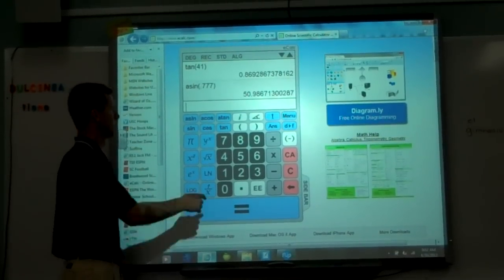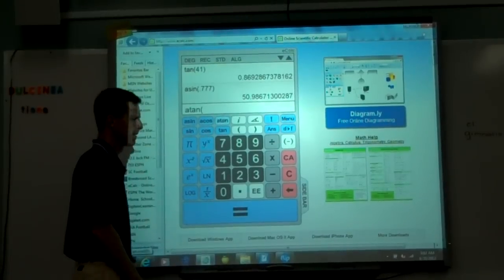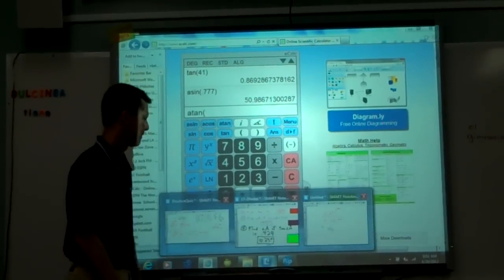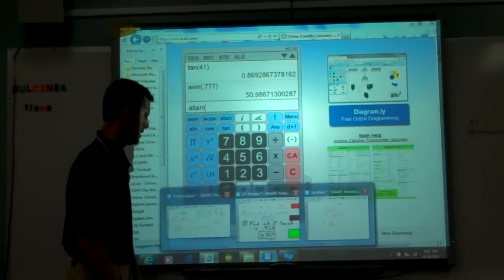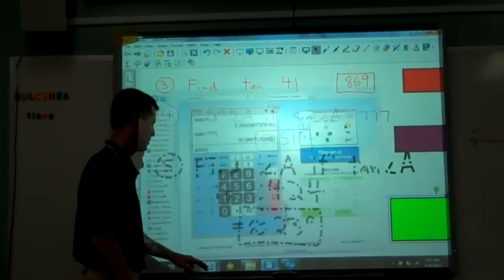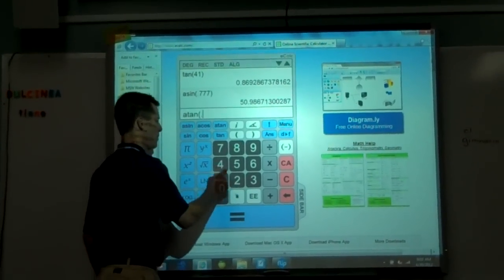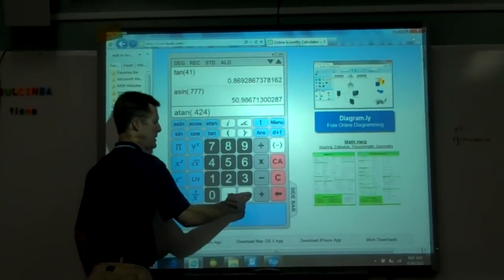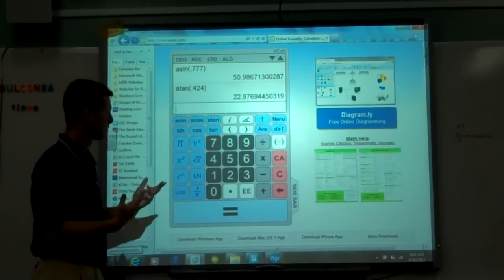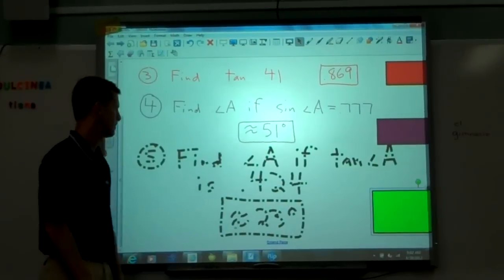Calculator style, we want a tangent, so arctan of 0.424 in parentheses equals almost 23 degrees. Okay, good.